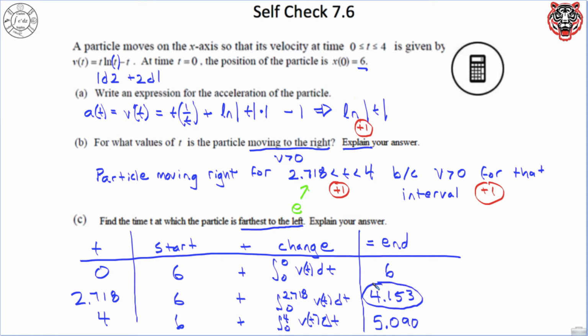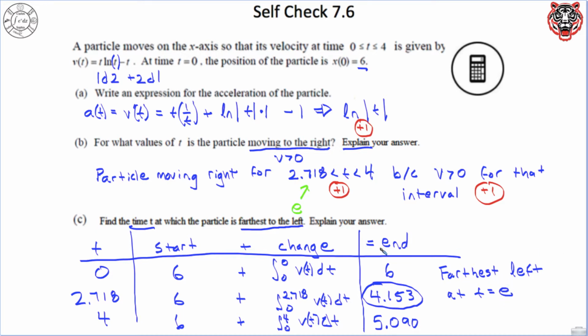So this is the position, but are we done? Is that the answer? No, because we're finding the time. So you're finding the lowest, farthest left, at t equals, at time equals, I'm going to say e because I'm going to be cool.